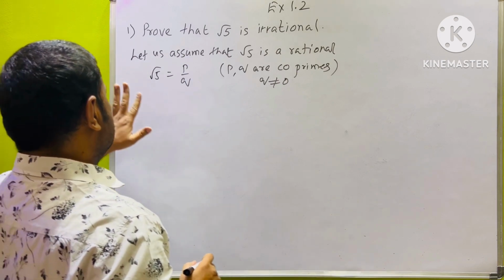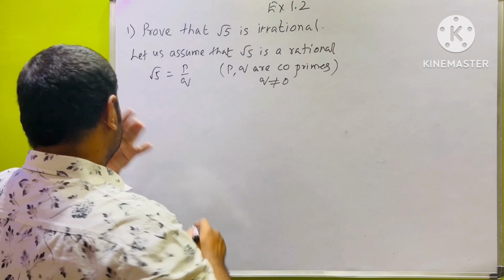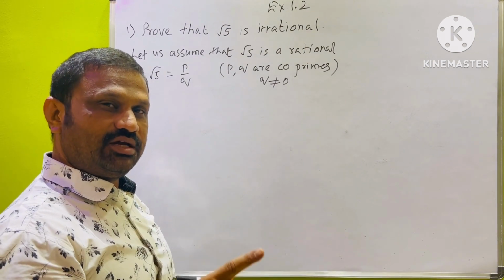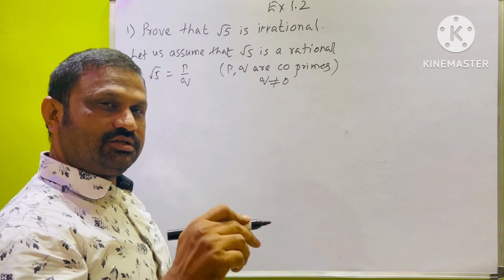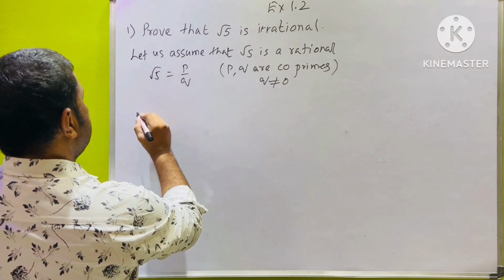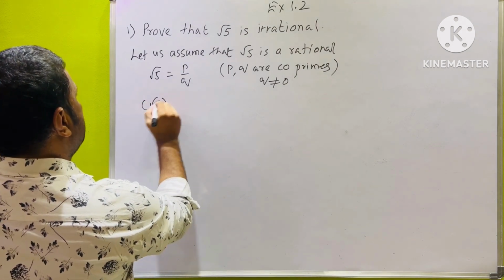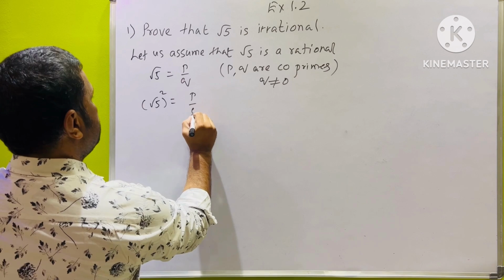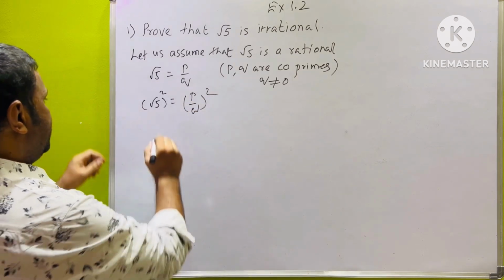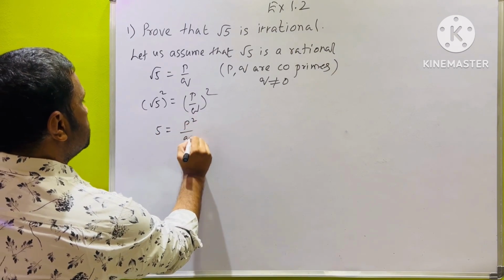Now this problem is as easy as eating a cake. Just you have to practice twice or thrice, and your pen will run as fast as you do not expect. Just I will apply square on both sides. Root 5 whole square is equal to p by q whole square. Square and root get cancelled. So 5 is equal to p square by q square.